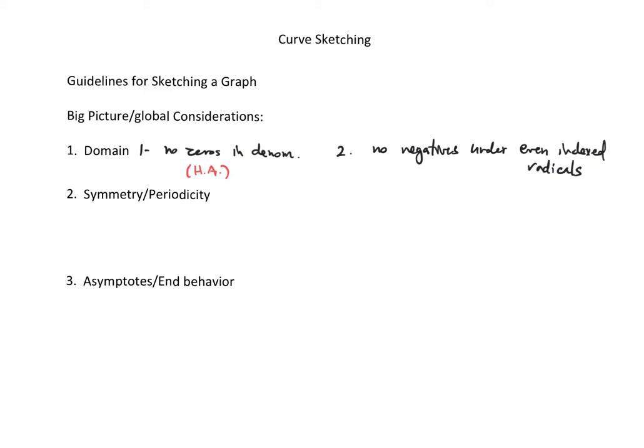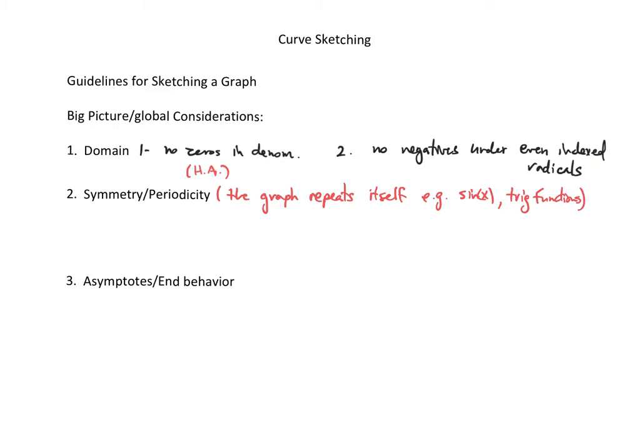The second thing that we want to look at is symmetry and periodicity. So let me talk about the periodicity first. Periodicity just means the graph repeats itself. So a very common example of that would be like sine of x. Really, all the trig functions, they all are repeating periodic functions.